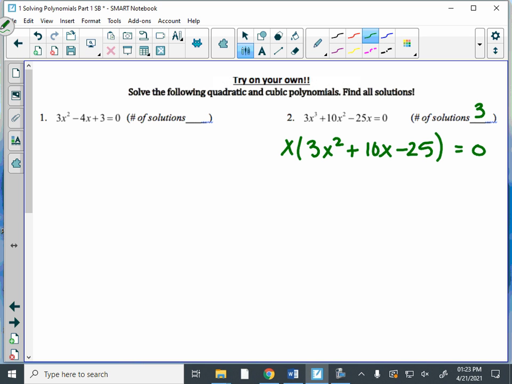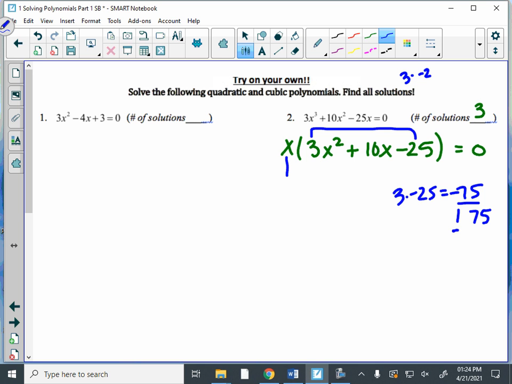Now, there's nothing else I can factor out, but I noticed my leftovers are a quadratic. I'm going to try to factor this by split the middle first, and then if that doesn't work, try a different method. Whenever I factor with the GCF, I'm going to see if split the middle works first. So I'm going to do 3 times negative 25 equals negative 75. Write down your factors. I have 1 and 75.